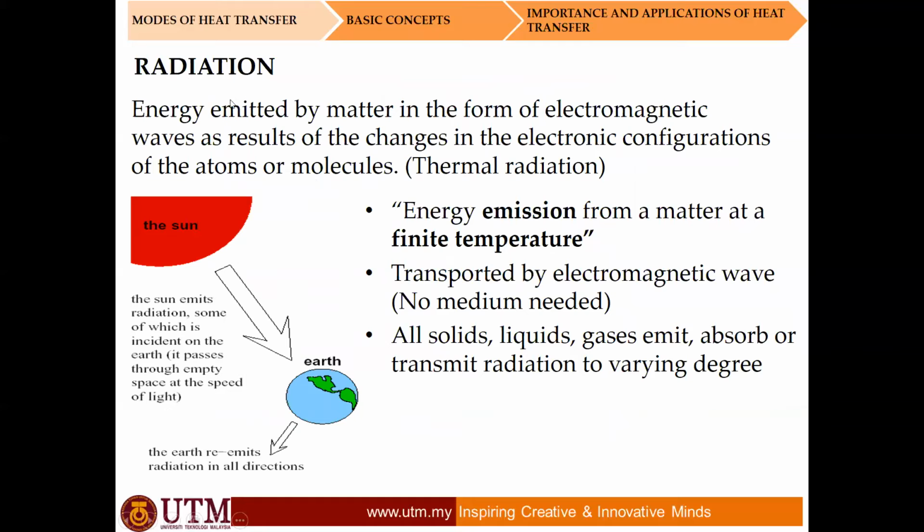The last one is heat transfer via radiation. It is basically energy emitted by matter in the form of electromagnetic waves, as a result of changes in the electronic configuration of the atoms or molecules, so basically thermal radiation. It is energy emission from matter at a finite temperature. So we need to have two finite temperatures, let's say the temperature of the sun and the temperature of the earth. If we have finite temperatures, we can calculate the energy transfer via radiation.